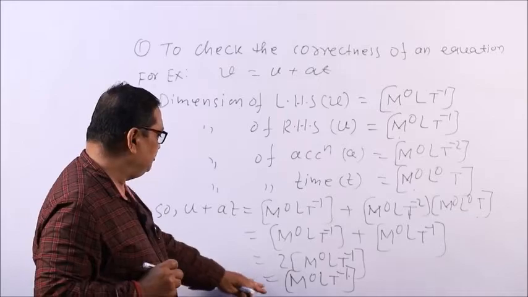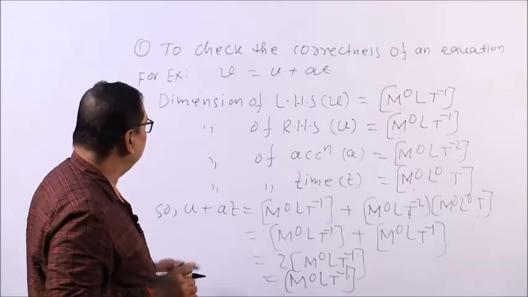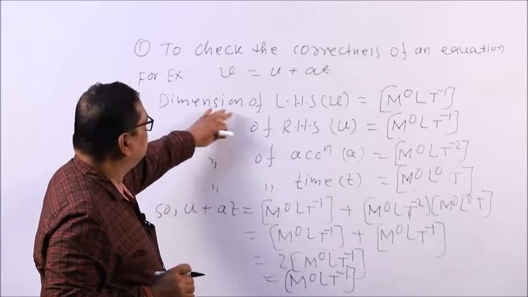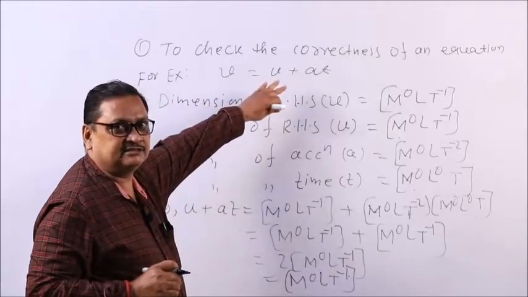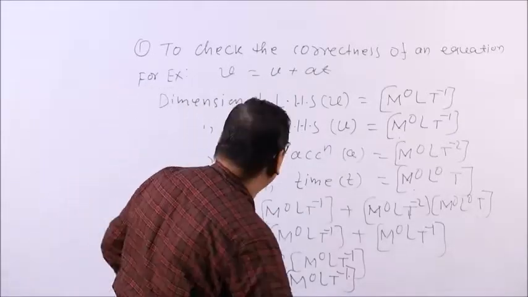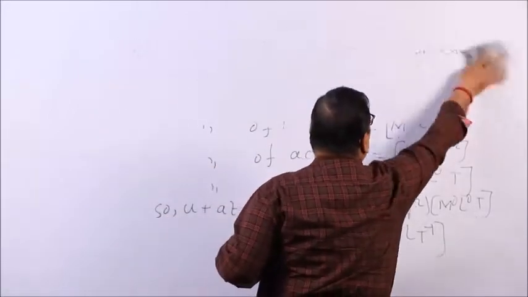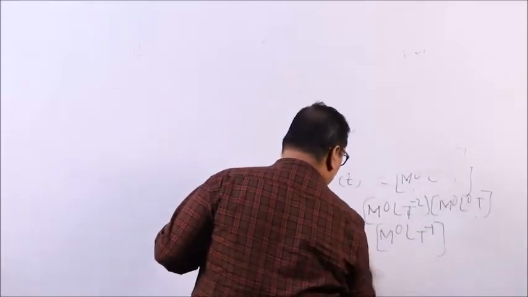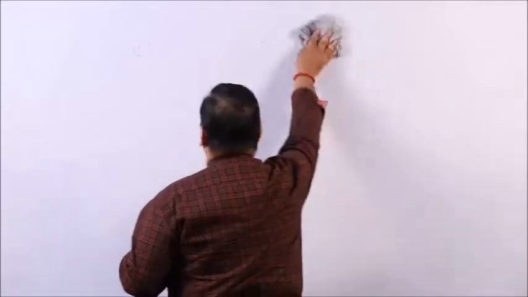I will tell about that principle of homogeneity, I will discuss it. Since according to the principle of homogeneity the dimension of the LHS equals the dimension of the RHS, this equation is correct. Okay? Now I will just give you hints about the principle of homogeneity, which you have already crossed in high school level.